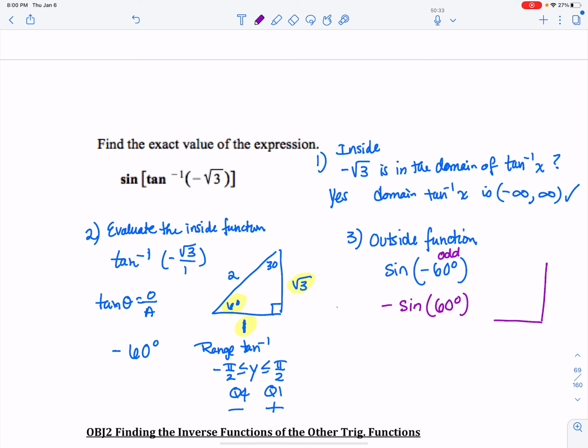Once again, you might have this memorized, or you're going to use the unit circle, or you use the 30, 60, 90 triangle and know the fact that sine is opposite over hypotenuse. I'm looking at 60 degrees here, and opposite over hypotenuse will give me radical 3 over 2. I'm going to bring down the negative sign out front to get negative radical 3 over 2 as my answer.